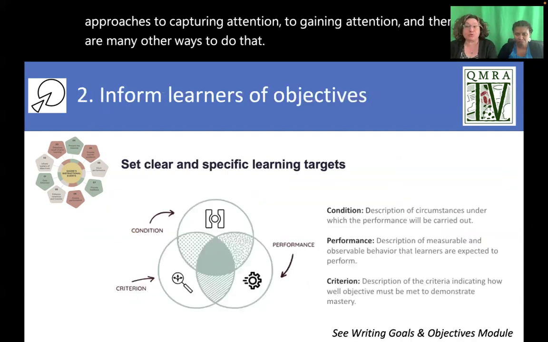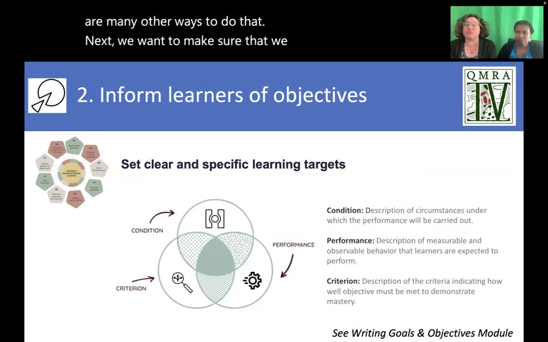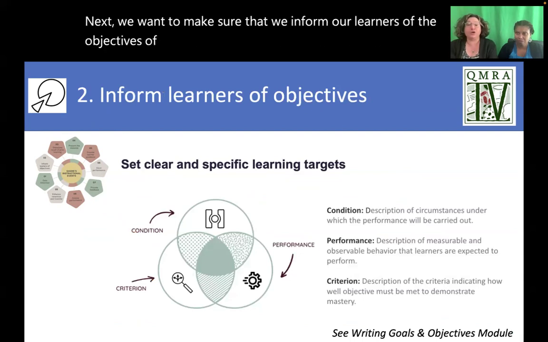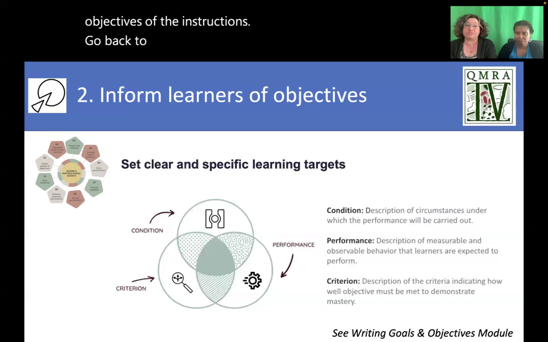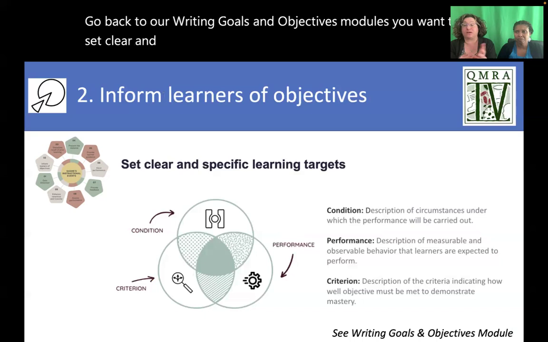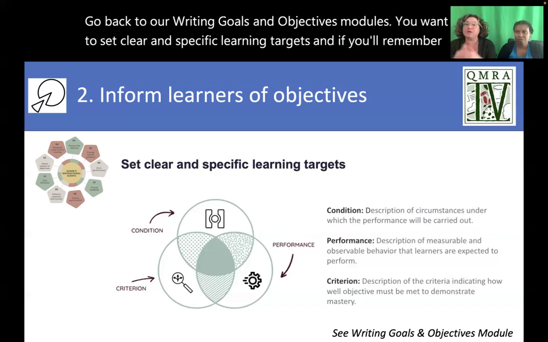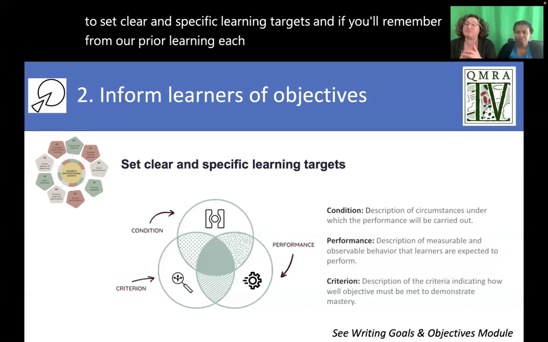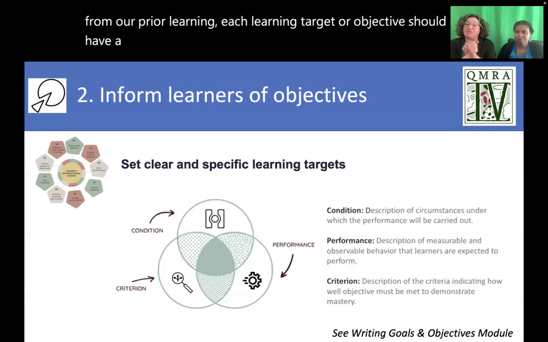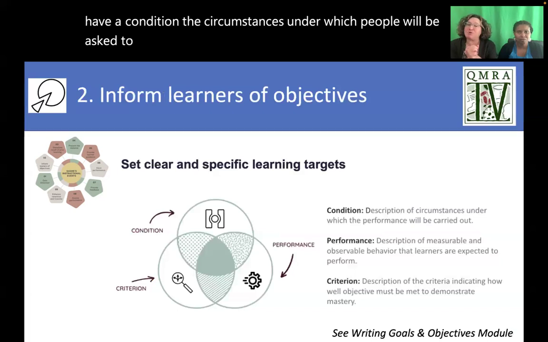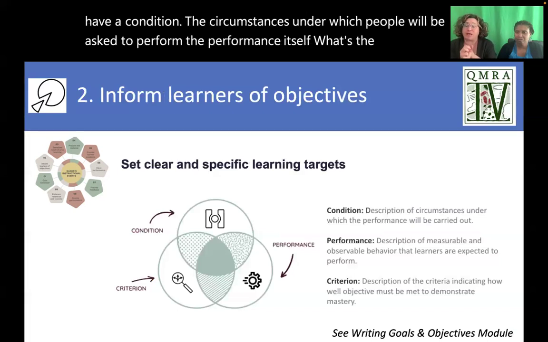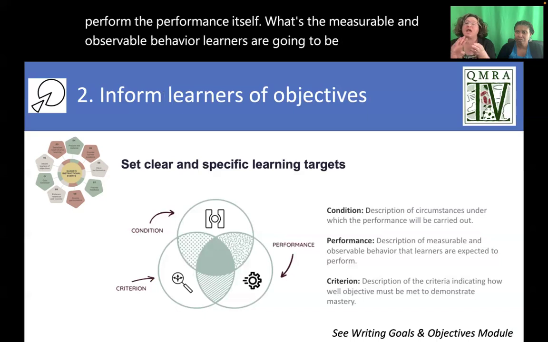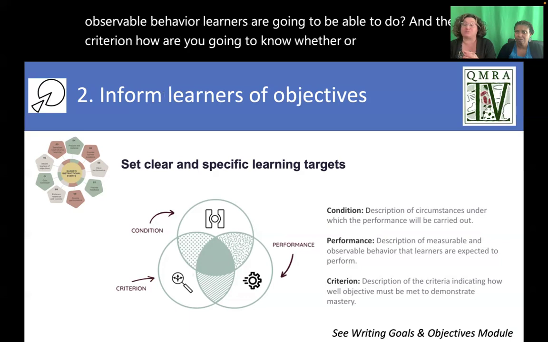Next, we want to make sure that we inform our learners of the objectives of the instruction. Go back to our writing goals and objectives modules. You want to set clear and specific learning targets. And if you'll remember from our prior learning, each learning target or objective should have a condition, the circumstances under which people will be asked to perform, the performance itself, what's the measurable and observable behavior learners are going to be able to do, and the criterion. How are you going to know whether or not mastery has been demonstrated?